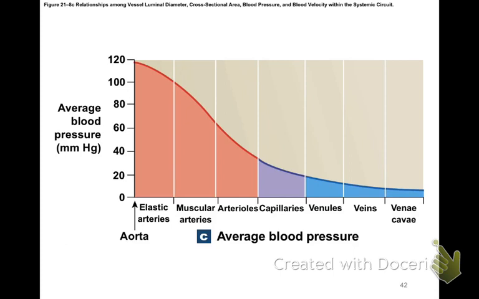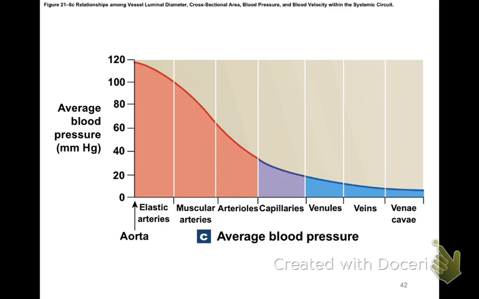So if we just say the average aortic pressure is about 100, and the average pressure at the right atrium or the left atrium is about 0, then our difference in pressure, our delta P, is 100 minus 0, or about 100 millimeters of mercury. That's the delta P, and that's going to determine the flow.